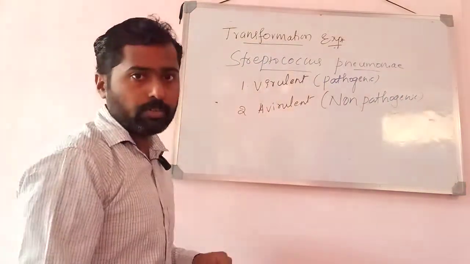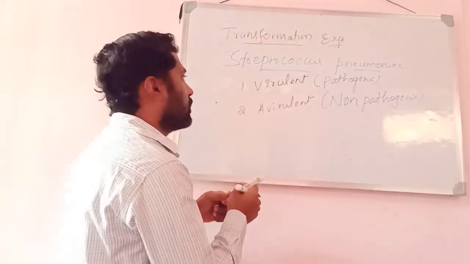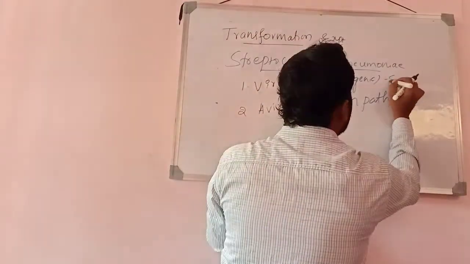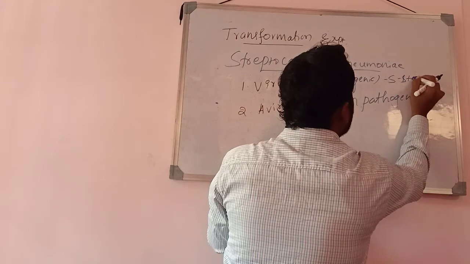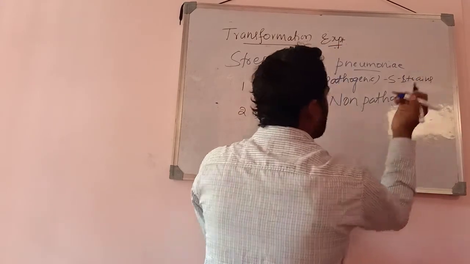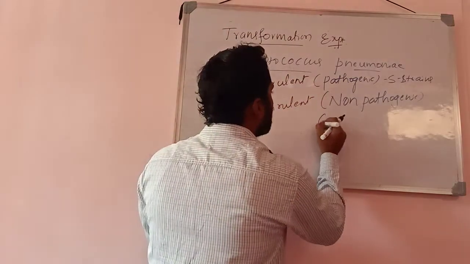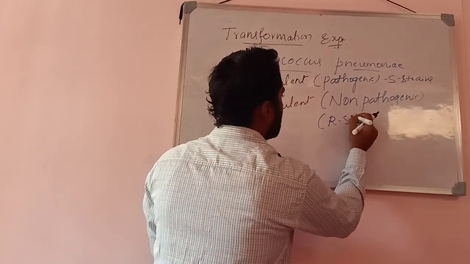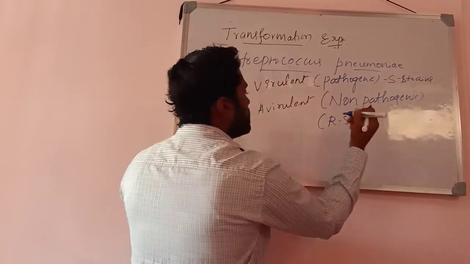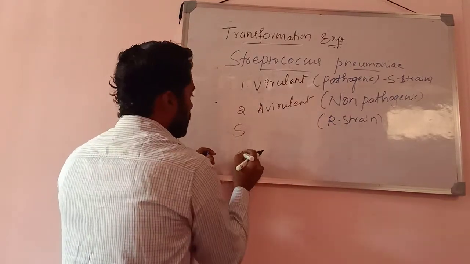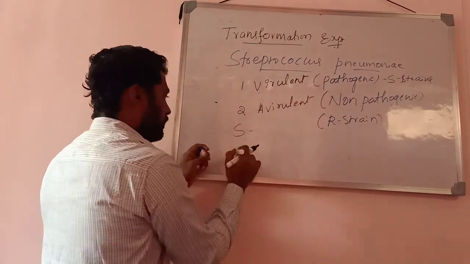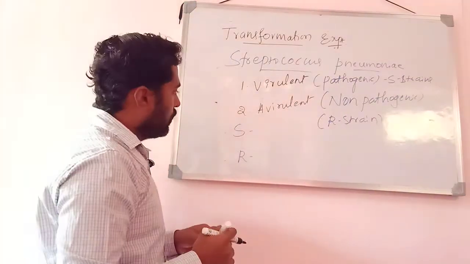That is non-pathogenic. Okay. So this virulent strain is also called the S strain. Here S stands for smooth strain. The avirulent or non-virulent strain is also called the R strain. See here, the S strain and the R strain are the two variants in Streptococcus pneumoniae.